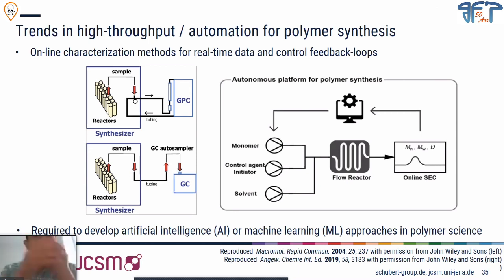And of course, if you think a little bit more about the future, how the field is going to be developed, or where are we going? Of course, online characterization or real-time data is necessary to feed some artificial intelligence or machine learning algorithms, no? That at the end of the day, we would like to have an autonomous lab that produces on demand a polymer that we want to investigate or to apply in different circumstances.